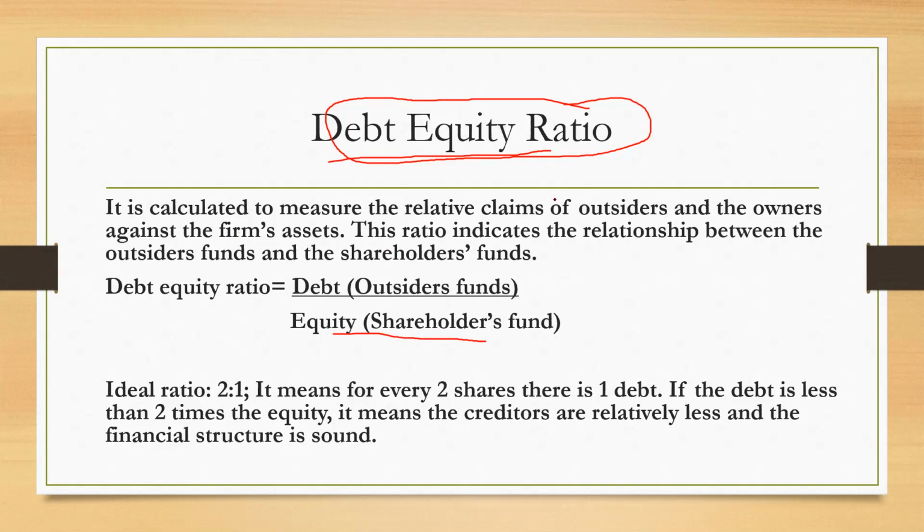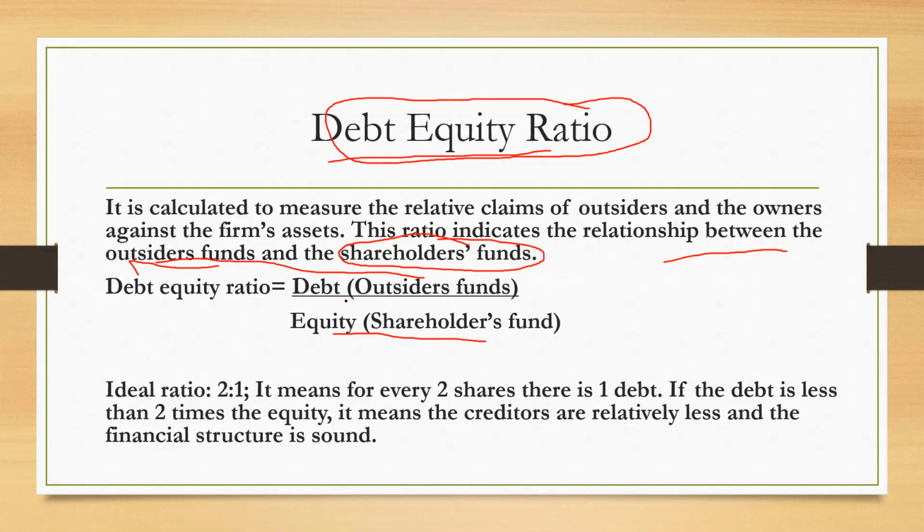It shows the relation between outside fund and the shareholders, that is inside the firm. We know that shareholders are the real owners of the business, and they invest in their own business. So how much money the firm has to pay its outside fund or outside liability, we can know by the debt to equity ratio. The formula for this is debts divided by equity.